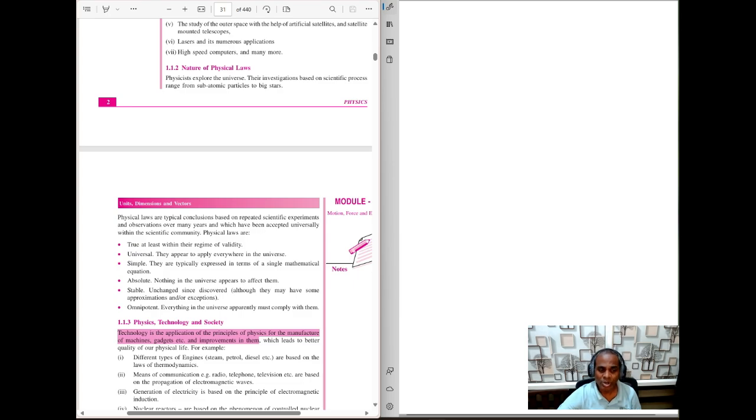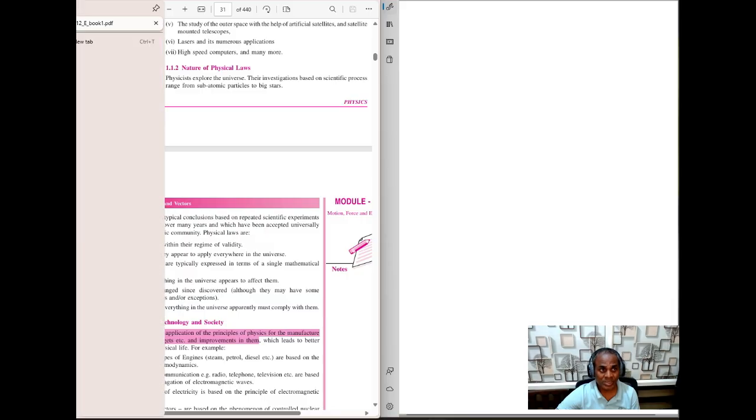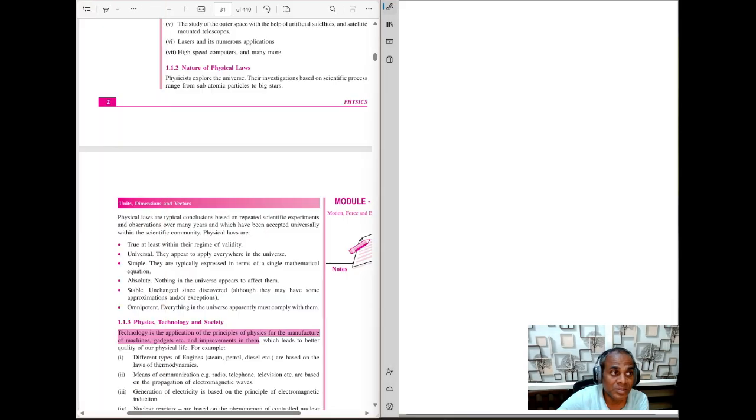They are simple, they are not complicated, and expressed in terms of a single mathematical formula. For example, if we talk about force, force is nothing but mass into acceleration. Let's talk about gravitational force. Gravitational force has a specific simple formula, which is nothing but force of gravitation is equal to G m1 m2 upon r square.